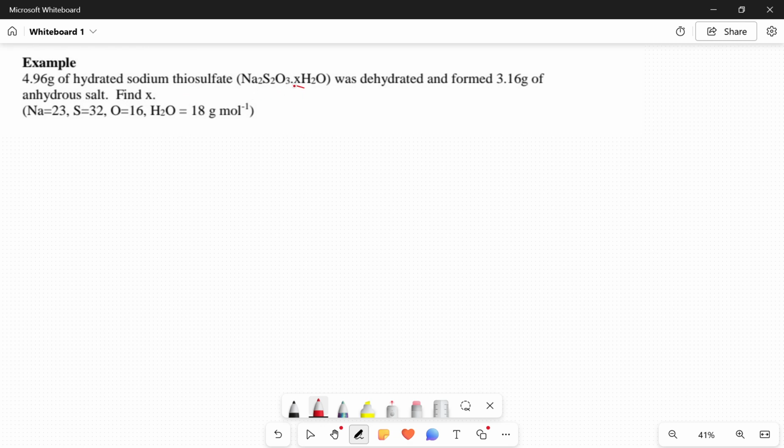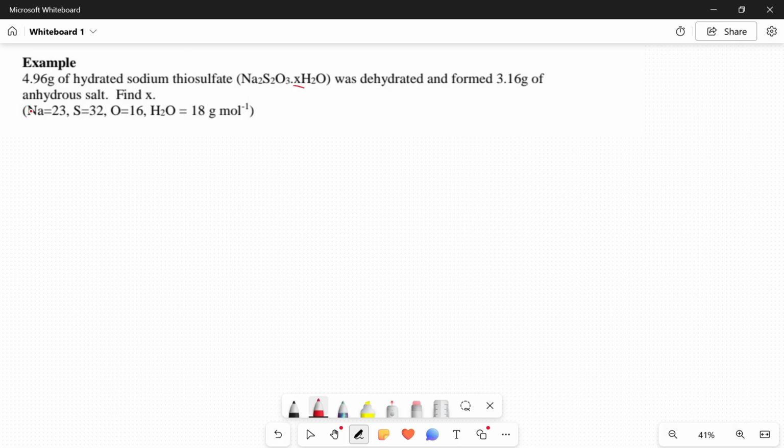So what we see here is that on this substance we have water. Thus, this is the water of our crystallization. We remove this water, and when it goes, we remain with this salt. So we're trying to find out how many moles of this water is there, or the moles of water of crystallization. How do we do that?